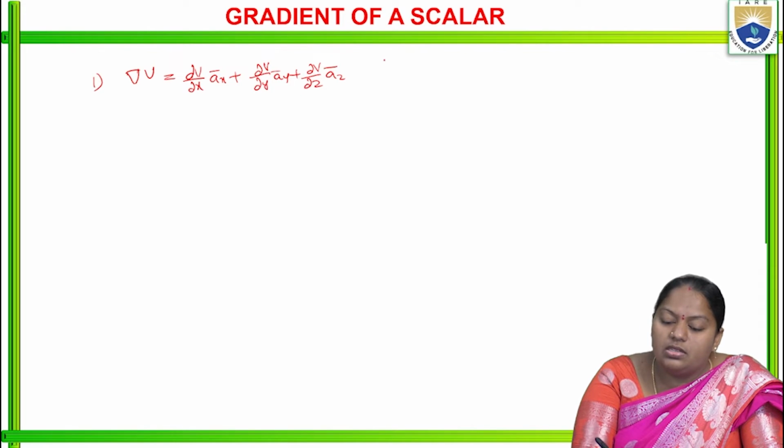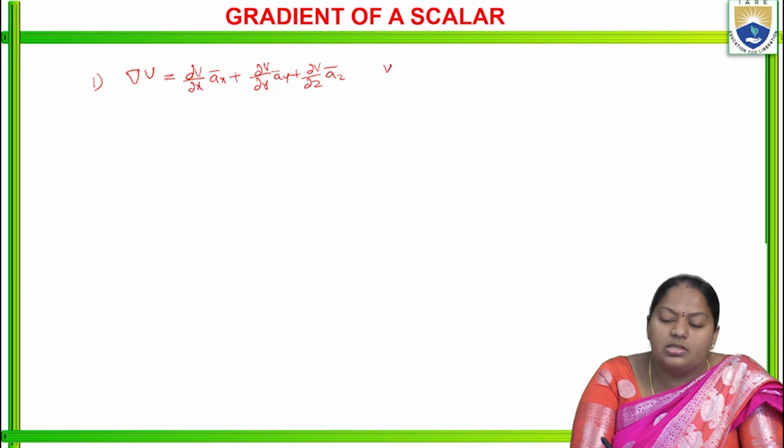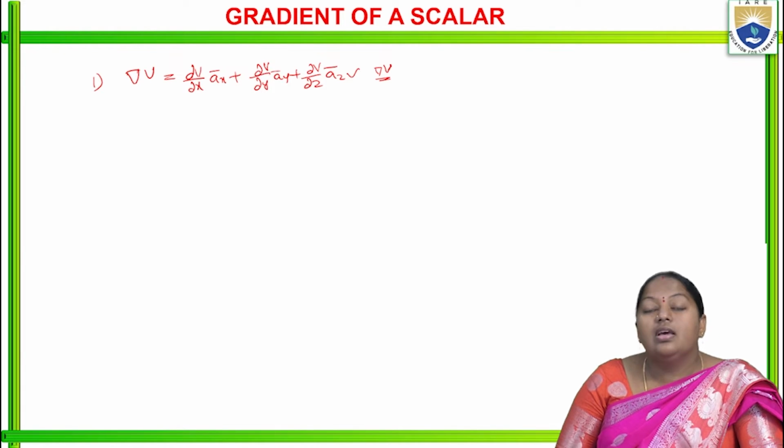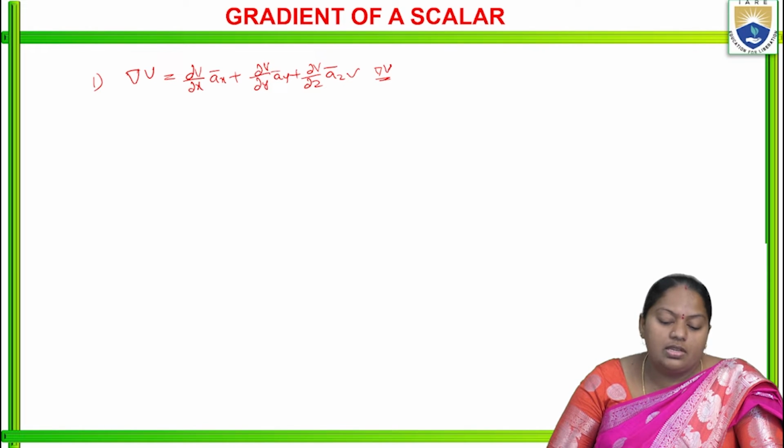Right? So generally the scalar is represented with V, and the gradient notation is given as del V. Hence it should finally be expressed in terms of a vector. Hence the statement for this is: the gradient of a scalar function yields us a vector quantity.